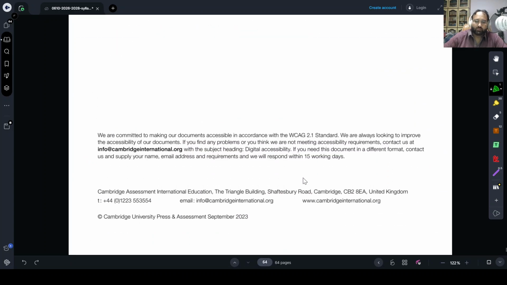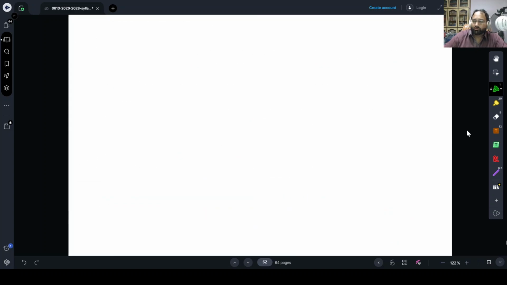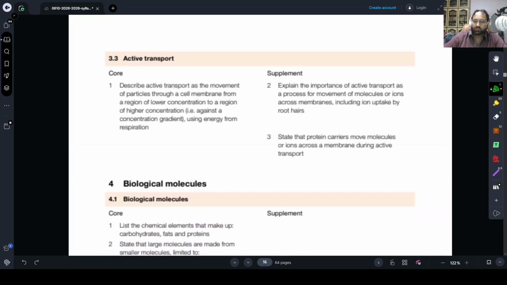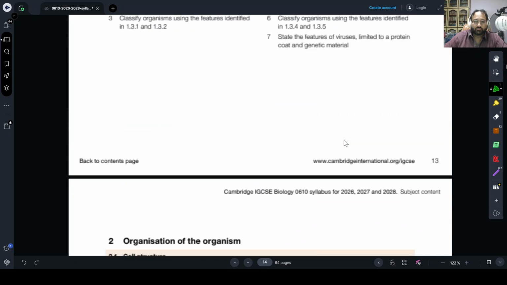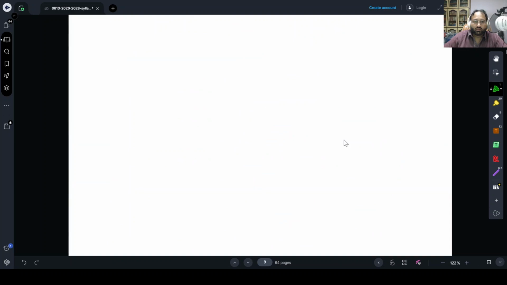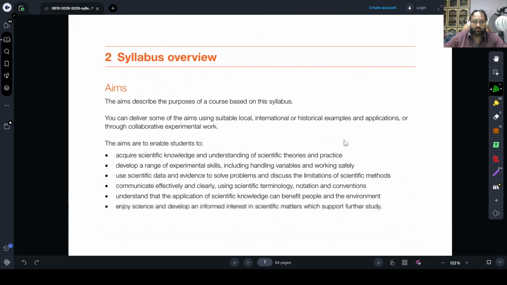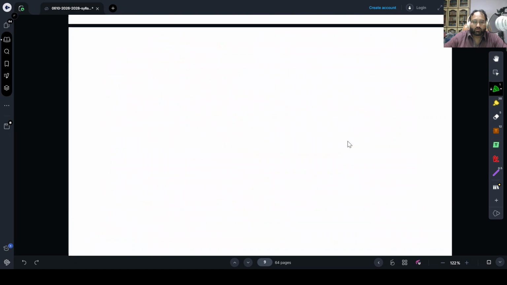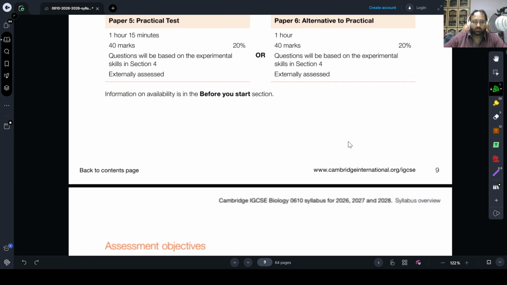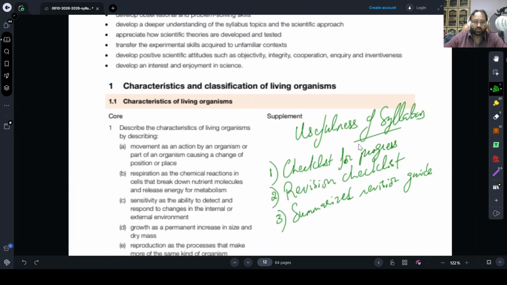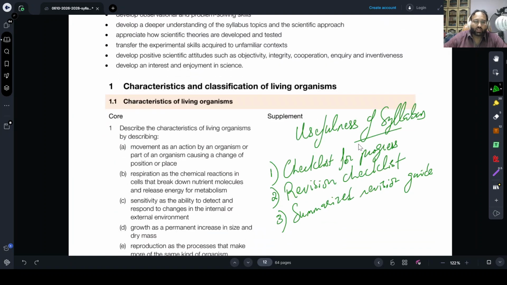Right, we're done with that. So next class, inshallah, we will start with chapter 1, which is what again? I think something related to characteristics. Characteristics of organisms. So here, characteristics and classification of living organisms.